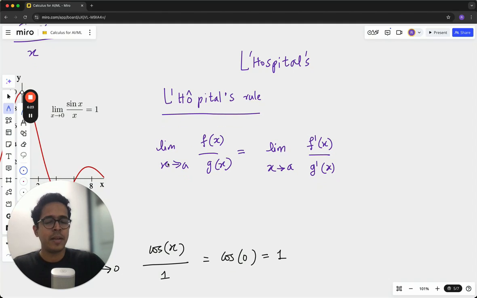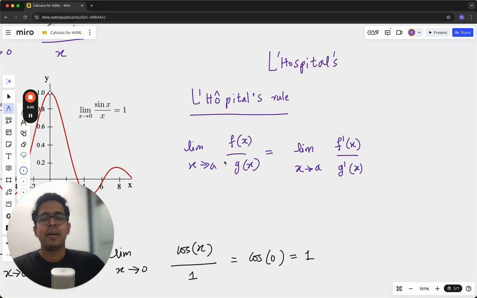It says if limit x tends to a of f of x by g of x is the format of a function, then it's equal to limit x tends to a of f prime of x divided by g prime of x, where f prime of x is the derivative of f of x with respect to x, and g prime of x is the derivative of g of x with respect to x. Now, in this lecture I am going to introduce you to derivatives, but I'm already talking in that language. So don't worry if you are not familiar with derivatives.